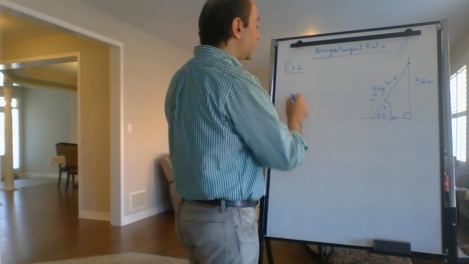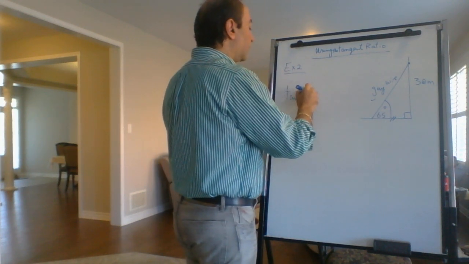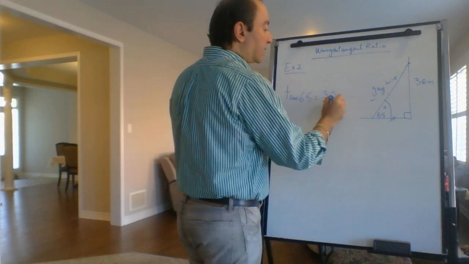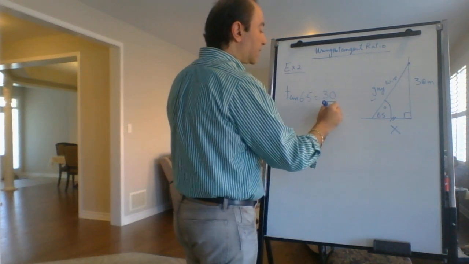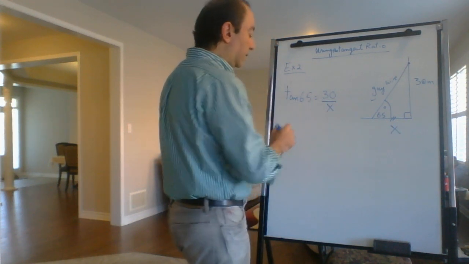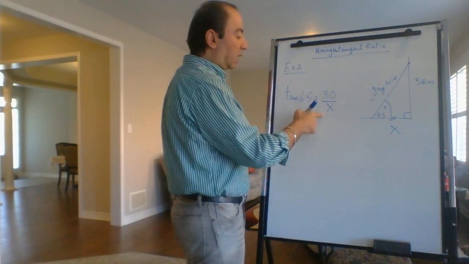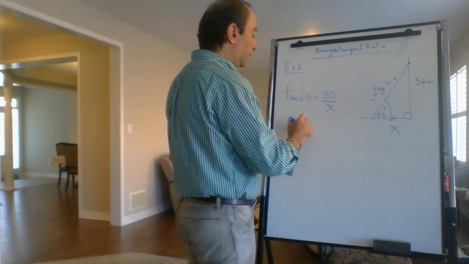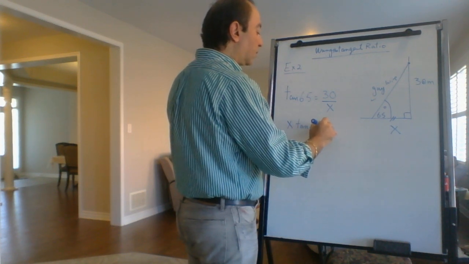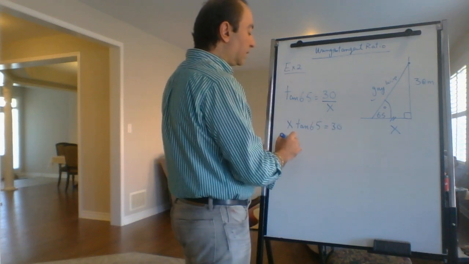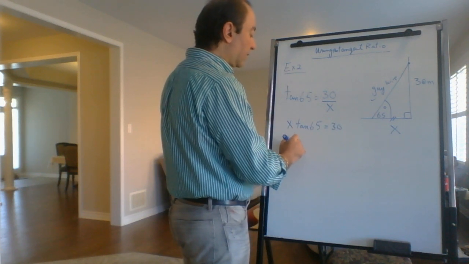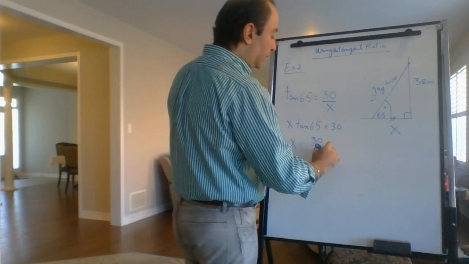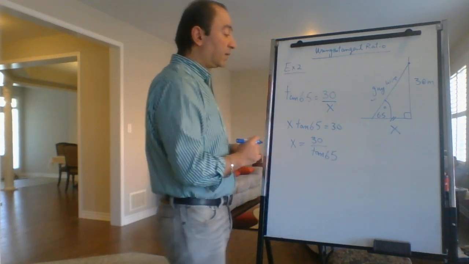So I will use tan 65 equals the opposite, which is 30, over the adjacent, which is what I want to find now. Let's say it's x. Now I want to isolate x, so I will multiply both sides by x. So x tan 65 equals 30. I will divide both sides by tan 65, so x can be free. So 30 divided by tan 65. Now I isolated x.